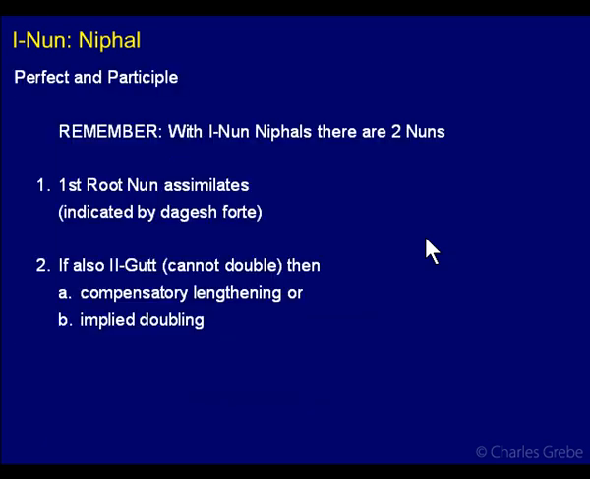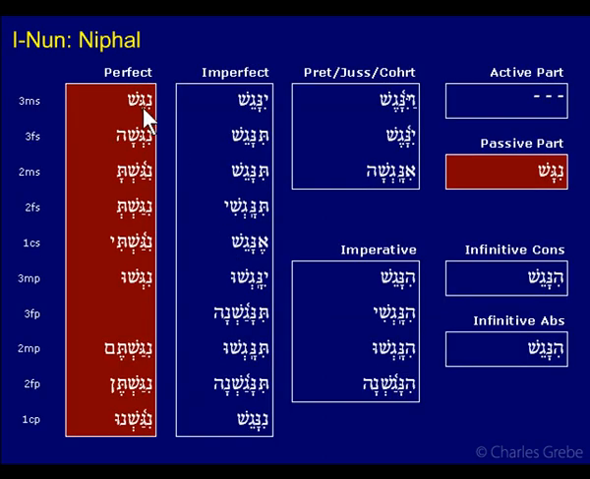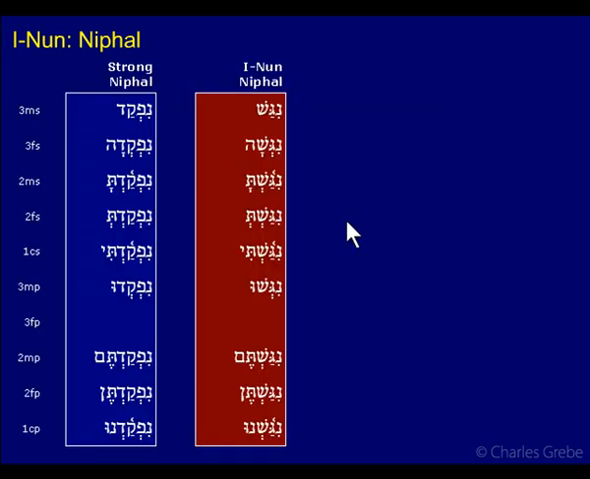Remember that the first Nun Niphals have two Nuns: Niphal Nun and first Nun. The first Nun assimilates, indicated by Dagesh Forte. I'll go to this chart here, so you can compare. Here is the strong verb, nifkad. Here is the result of what you get for the first Nun Niphal in the perfect after it assimilates.